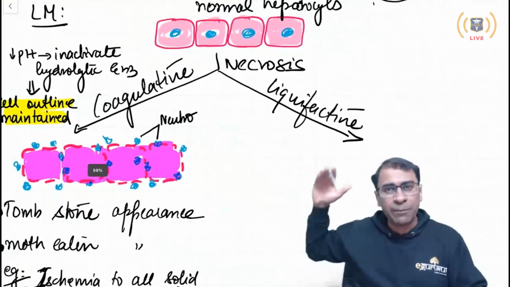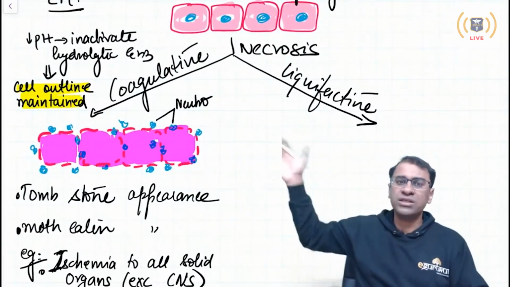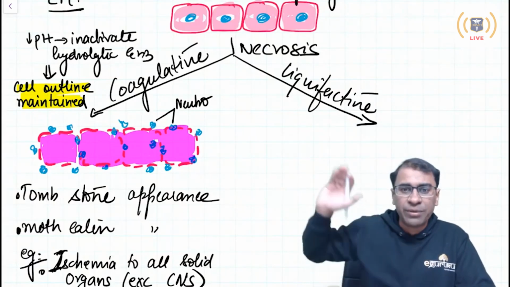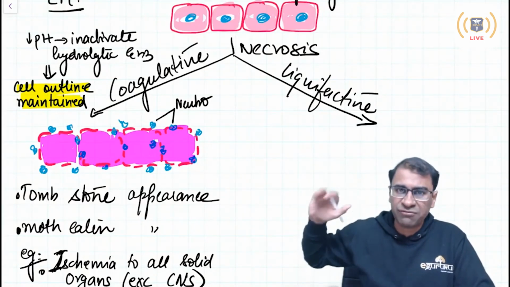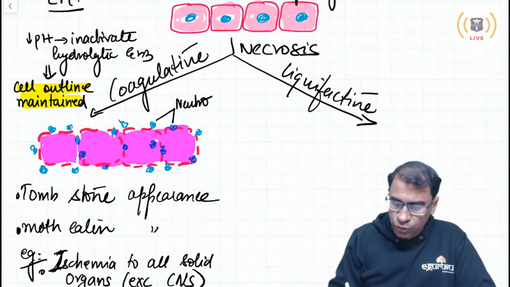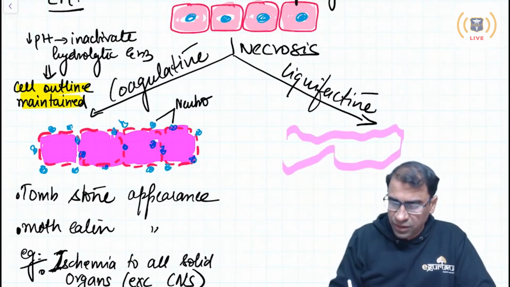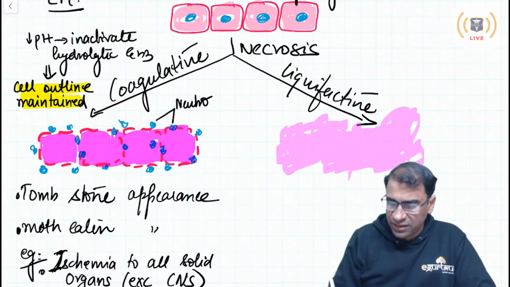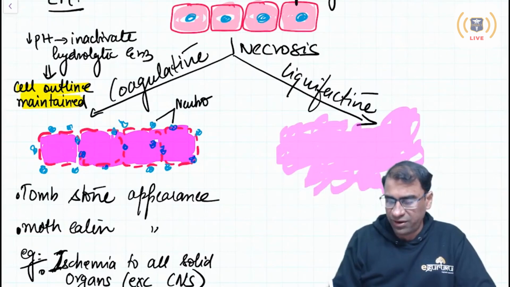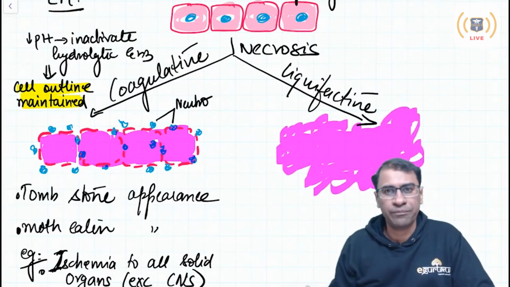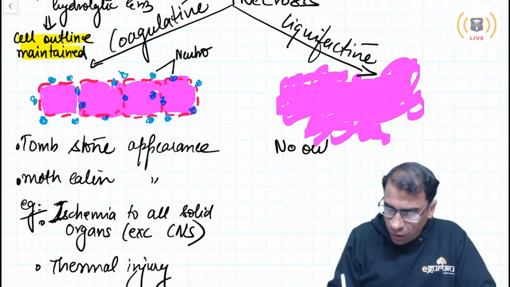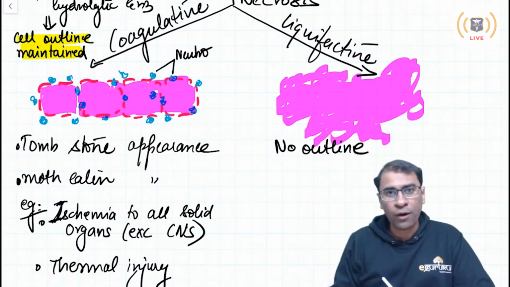And eventually the brain on day 1 undergoes liquefactive necrosis. What happens in liquefactive necrosis is that, because of the absence of the structural framework of collagen, the entire tissue liquefies. Complete liquefaction occurs without any outline. No outline, everything is completely liquefied. You don't see any outline at all.